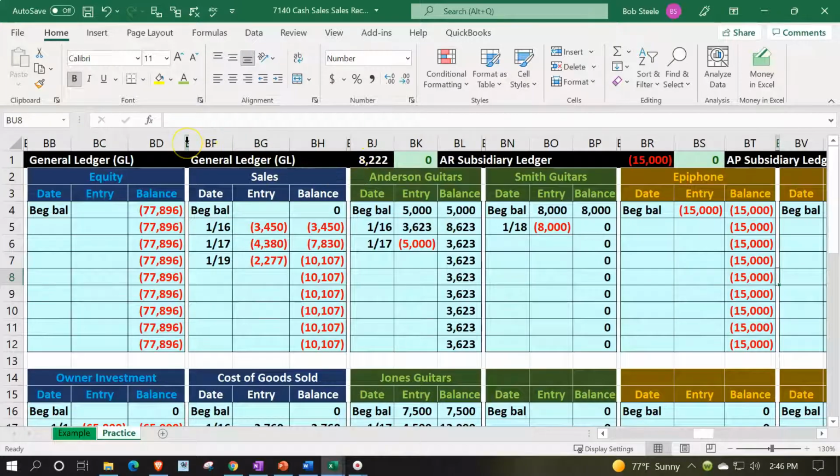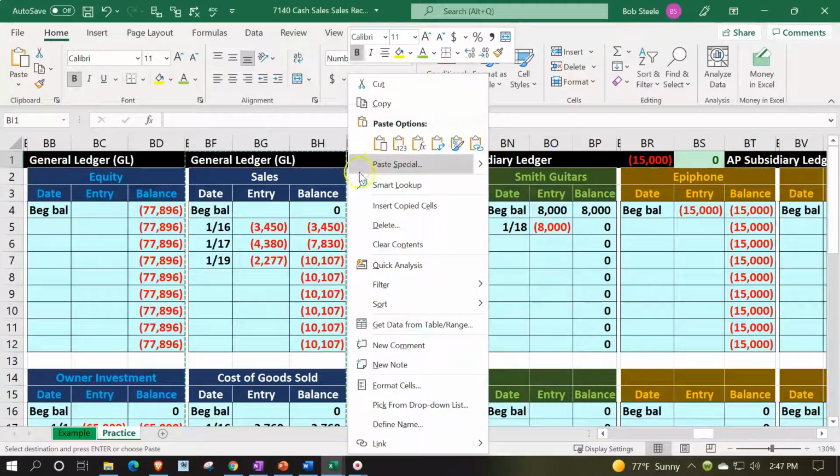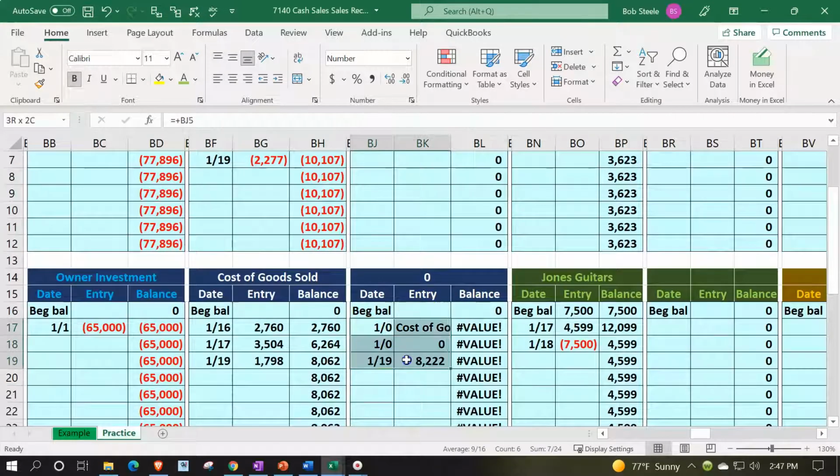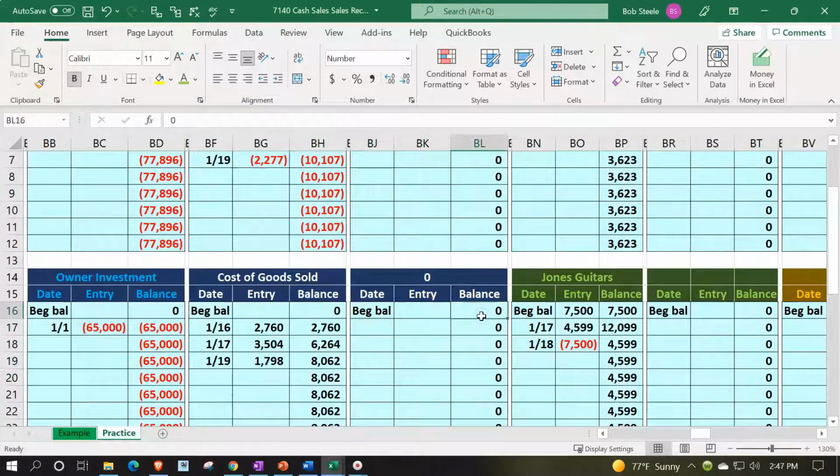So I'm going to put my cursor on the skinny column over to the BH, right click and copy. And then we're going to insert it right into this skinny column right there. Right click and insert the copied cells. And so I'm going to delete the name for now, delete the activity for now. The starting point should be 0. And then delete this, and the starting point should be 0.